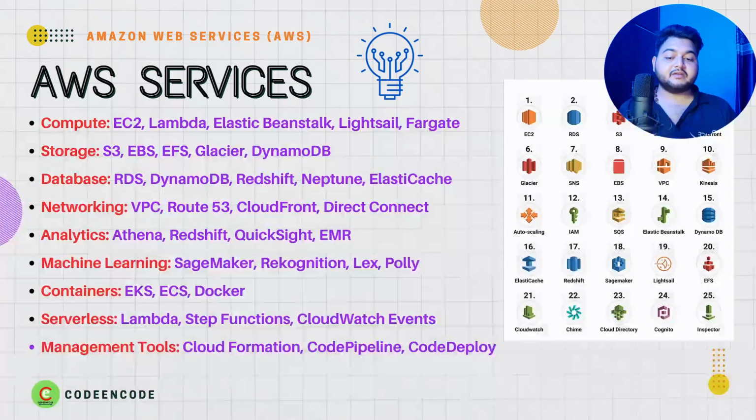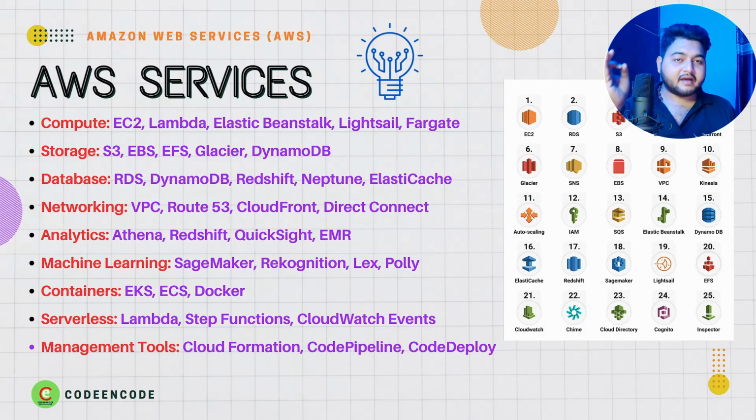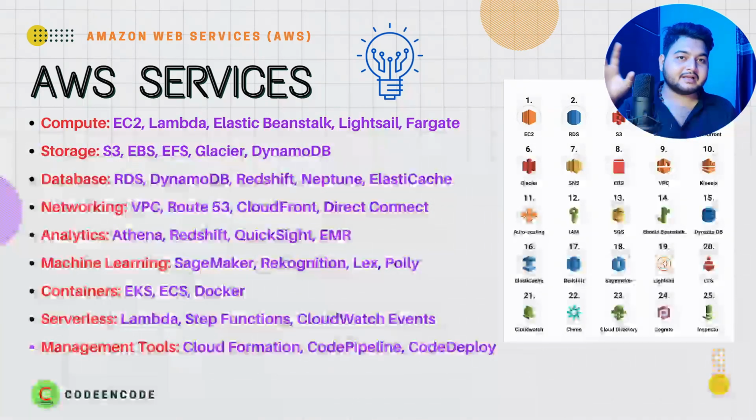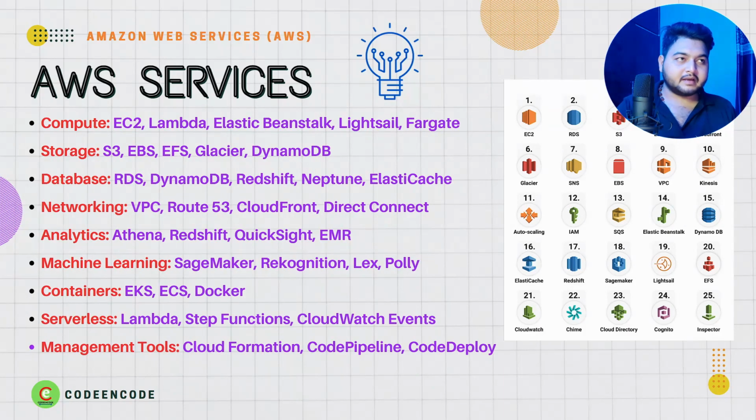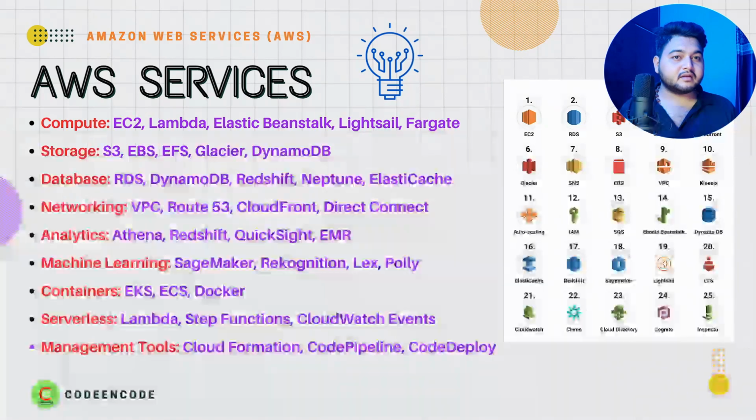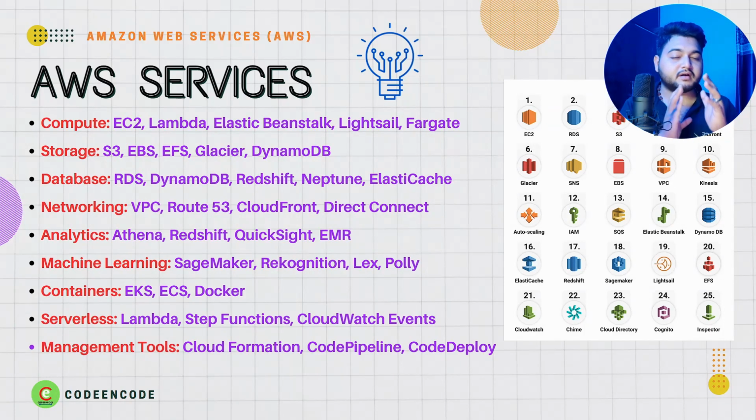Then in machine learning, we have SageMaker, Rekognition, Lex, Polly. Then in containers we have EKS, ECS, Docker. Docker is something that I will be covering in a lecture in the upcoming days or months, probably. Then we have serverless, because it is the era of serverless. So I will try to bring a dedicated lecture on what serverless is, right? In serverless we have Lambda, Step Functions, CloudWatch Events and all that.